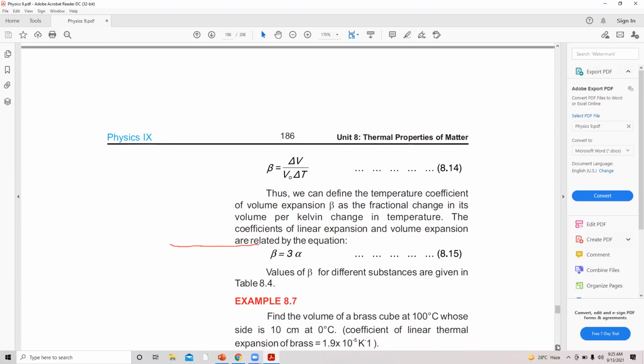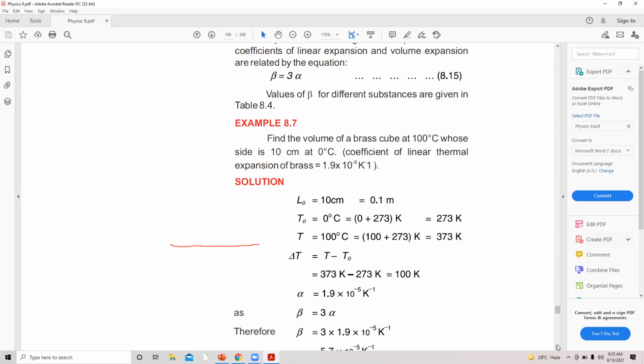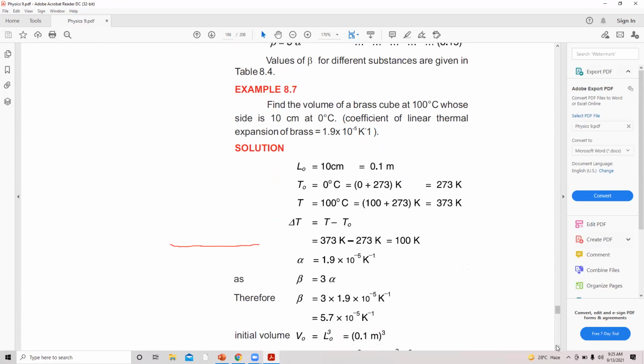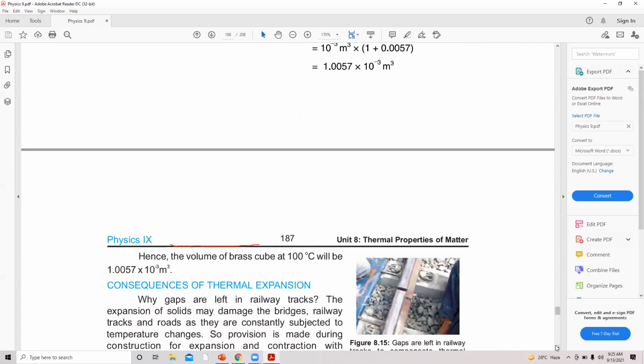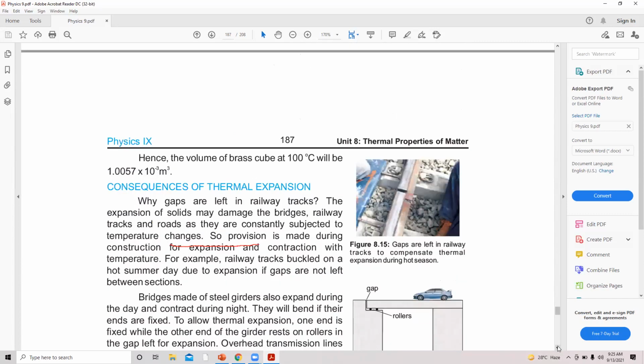Then if you see example 8.7, what is going on over here is that you have to find the volume of brass at 100 degrees centigrade, whose side is 10 centimeter at 10 degrees centigrade. You know that this is a volume, so each side must be equal, that length, breadth and height are the same. So this is the case of volume, right? So you know this little concept as well.